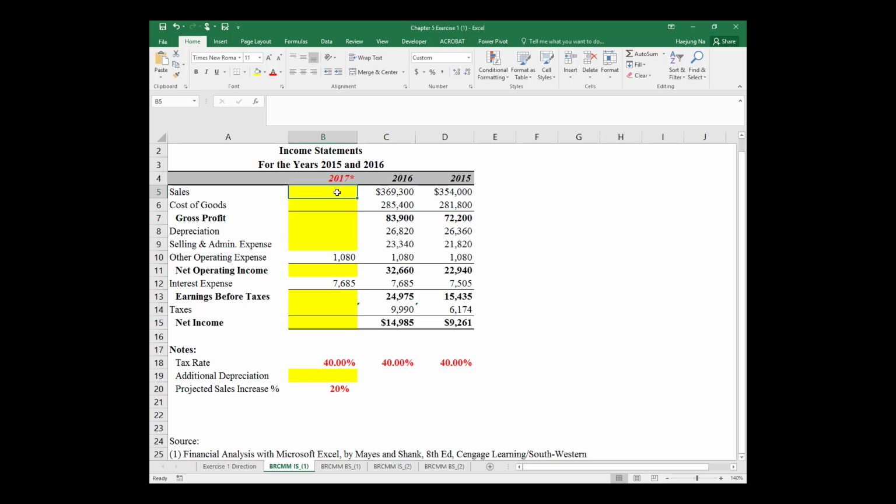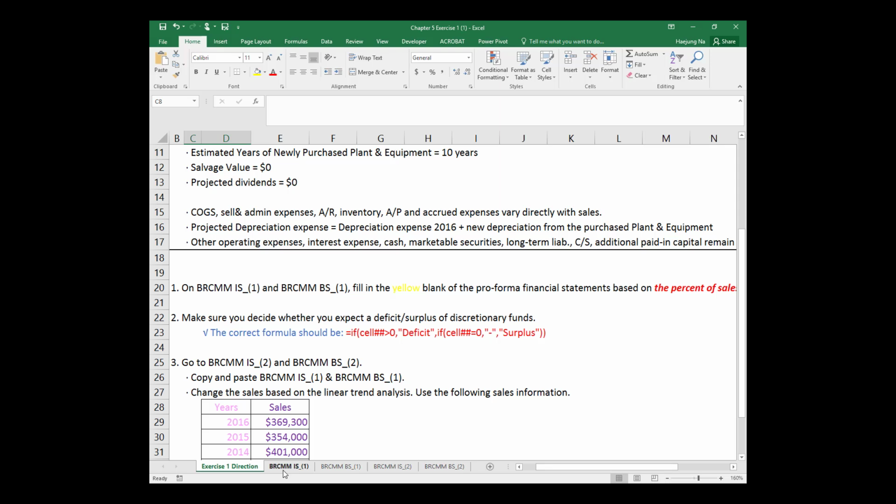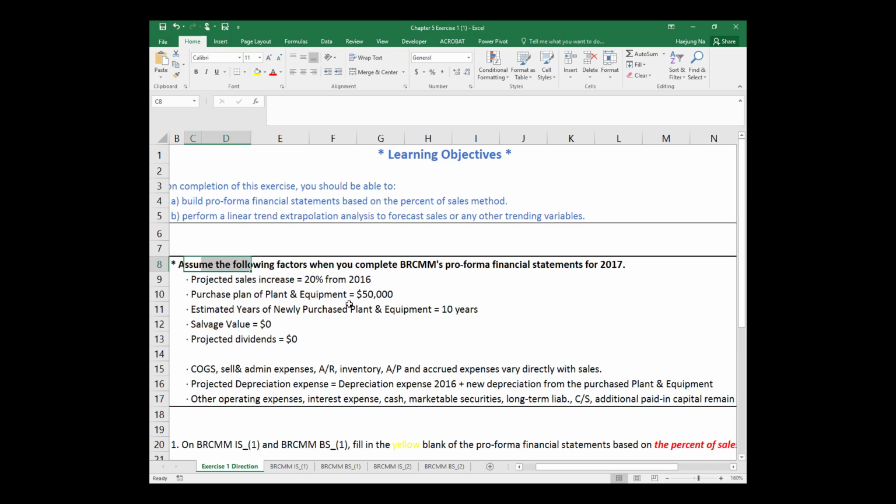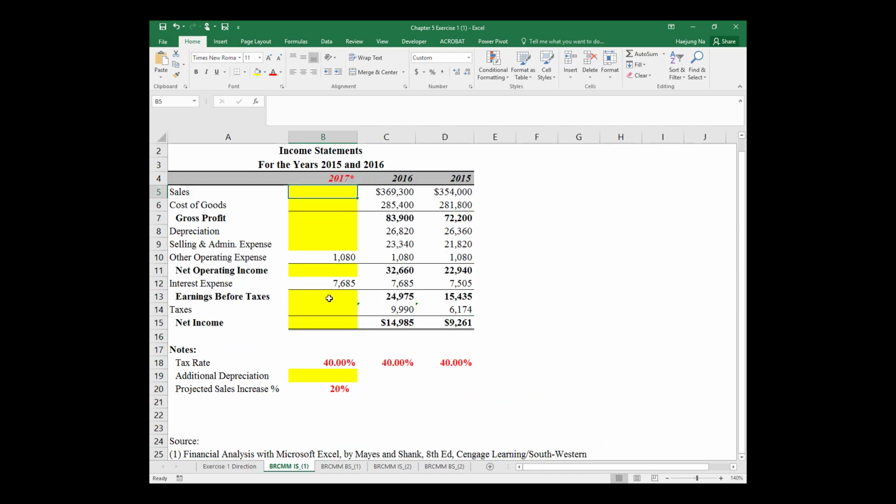So first thing you have to figure out is the sales amount, right? And it was supposed to be given by another department, so it's a given number. And we were assuming that it was increased by 20% from 2016. So it should be 2016 times 1 plus the 20% increase, right?